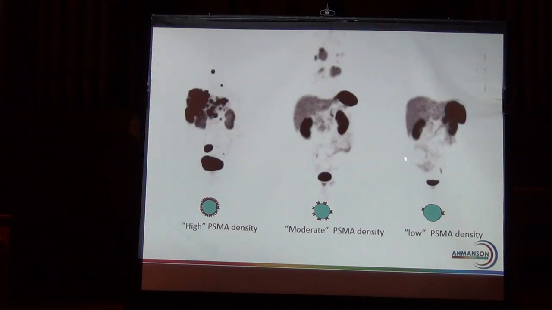And then, unfortunately, there are cancers that just don't express the target. So we do a scan, we see that the patient has disease based on the structural information that we get, but if they don't express the target, then radioligand therapy is not an option because there's just not enough of the PSMA target expressed for the treatment to go to the cells to destroy them.